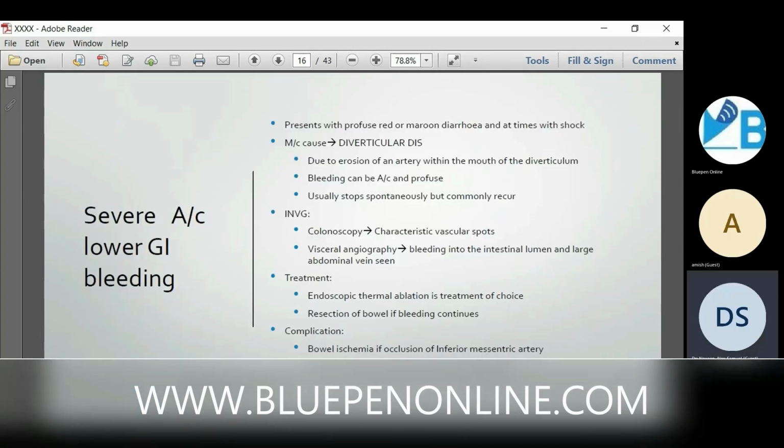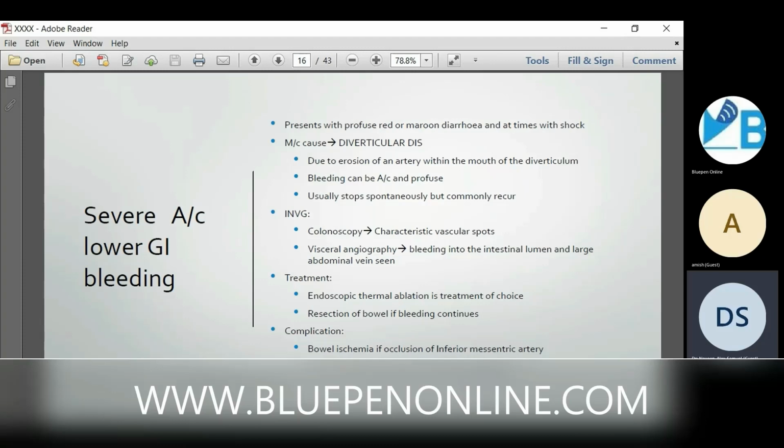Now I will tell the classification of lower GI bleeding. It is severe acute lower GI bleeding, which presents with profuse red or maroon diarrhea. The patient has active bleeding, and since it will be heavy loss, the patient might present with shock, same as upper GI bleeding. The most common cause of severe acute lower GI bleeding is diverticular disease.